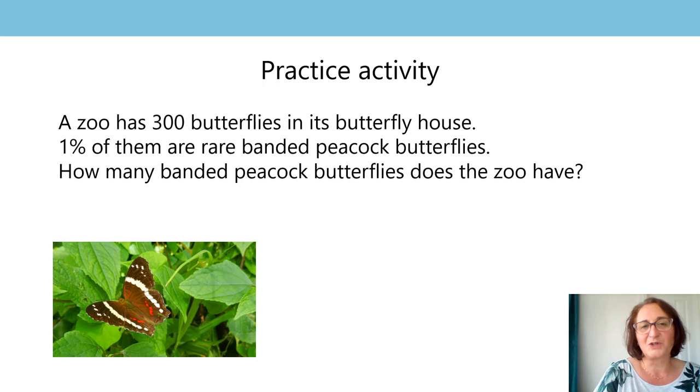Here is your practice question to go away and complete on your own. There's also a challenge following this one. A zoo has 300 butterflies in its butterfly house. 1% of them are rare banded peacock butterflies. How many banded peacock butterflies does the zoo have?